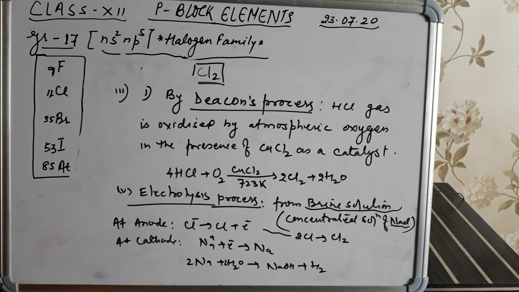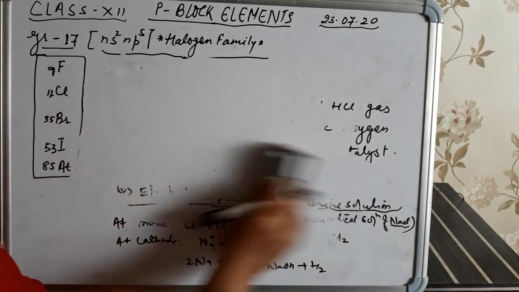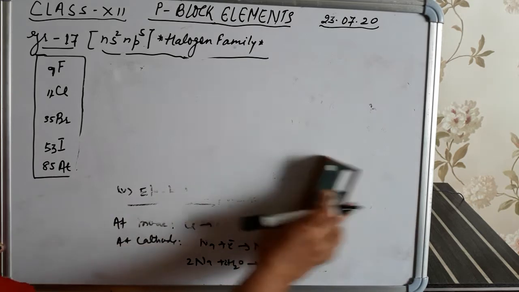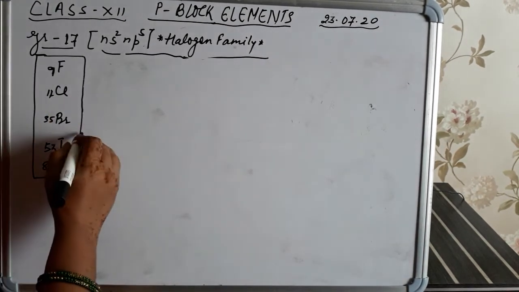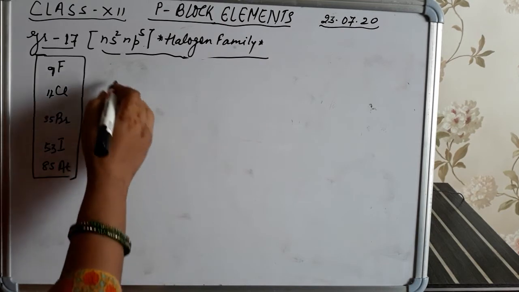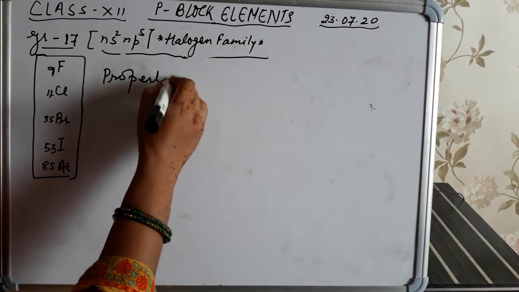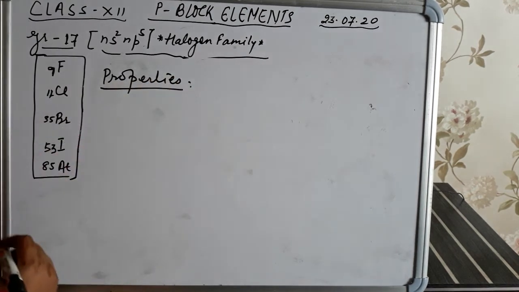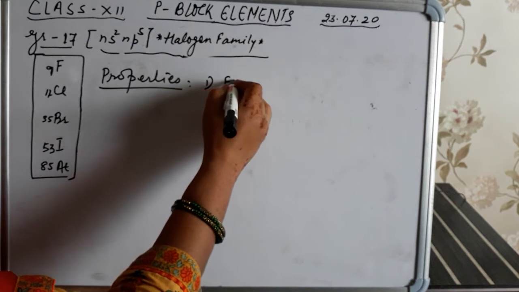Now we will discuss the properties of chlorine. Few properties are very important. So write down the properties. Affinity for hydrogen. Chlorine has great affinity for hydrogen.